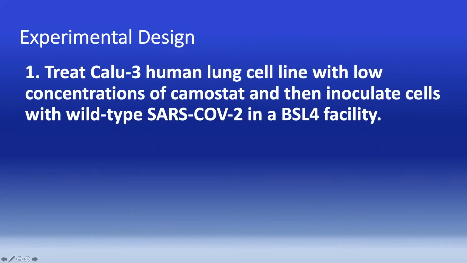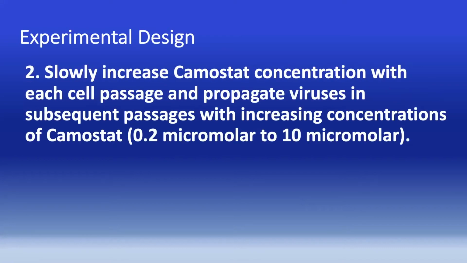What we would do in this experiment we're proposing is we would use a human lung cell line like Calu-3 that we've used before, and we would treat it with really low concentrations of camostat, and then start inoculating it with wild type SARS-CoV-2. And of course, due to concerns of safety, we would do this in a BSL-4 facility.